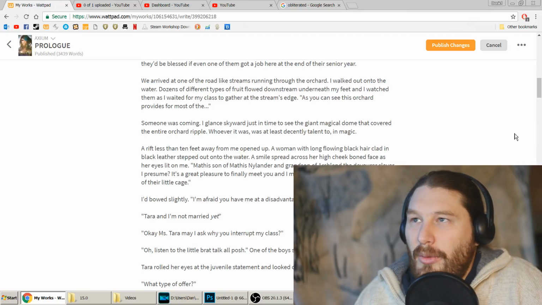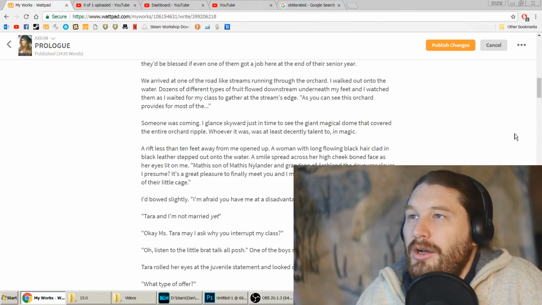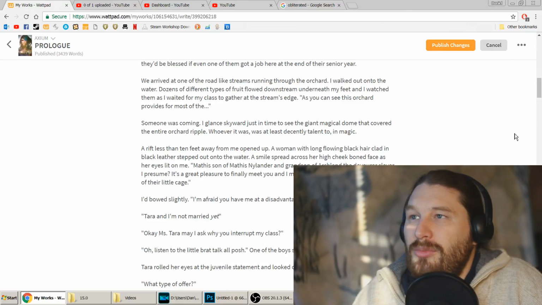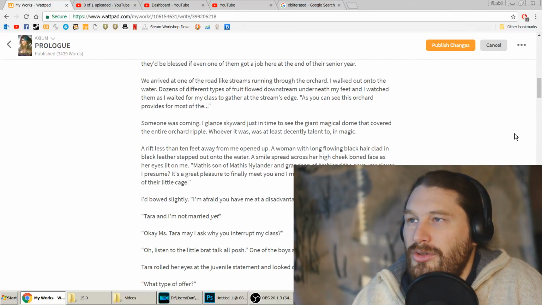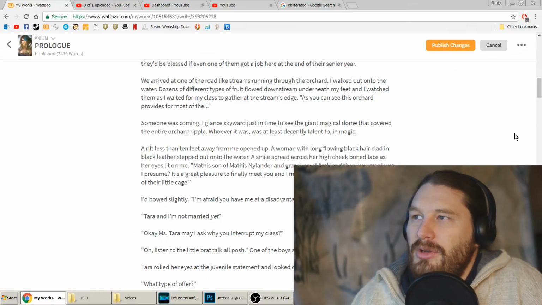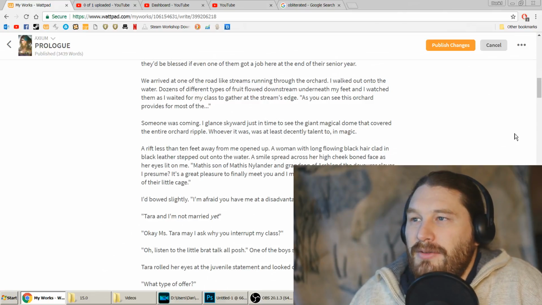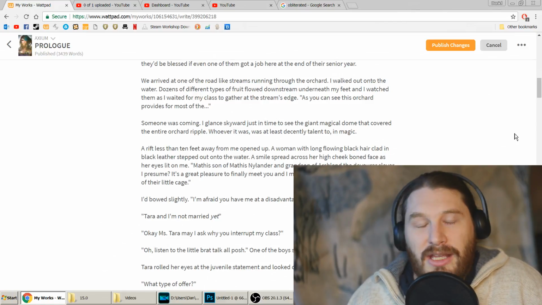It's a little bit into the story already. We arrived at one of the road-like streams running through the orchard. I walked out onto the water. Dozens of different types of fruit flowed downstream underneath my feet, and I watched them as I waited for my class to gather at the stream's edge. I glanced skyward just in time to see the giant magical dome that covered the entire orchard ripple. Whoever it was was at least decently magically talented. A rift less than 10 feet away from me opened up.